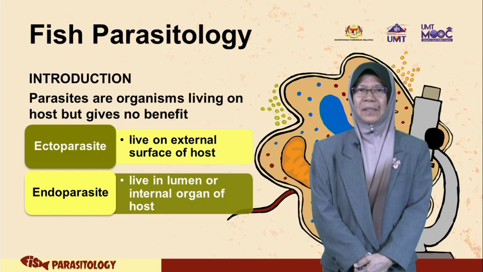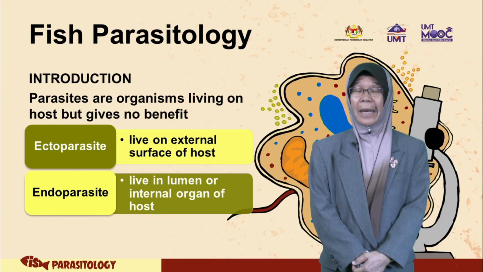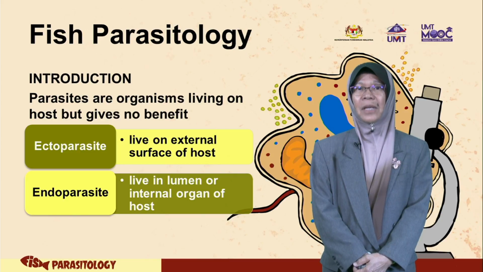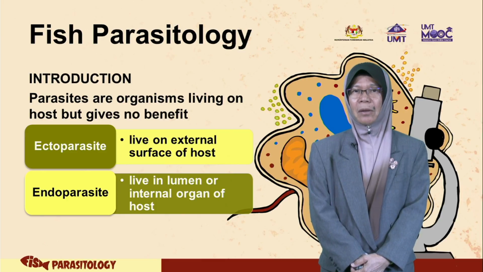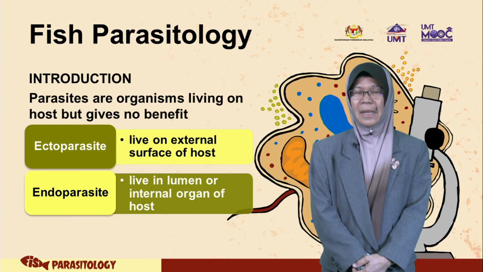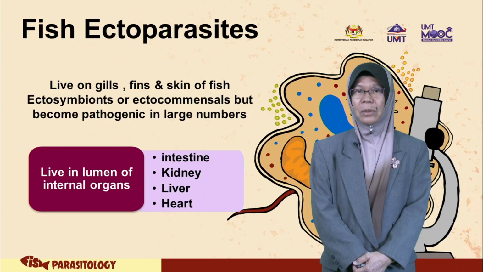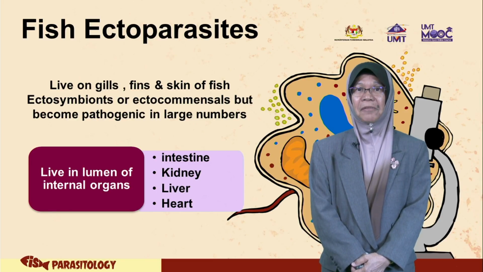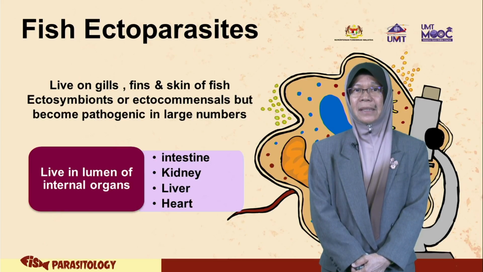There are two kinds of parasites: ectoparasites and endoparasites. Parasites which are found on the outside or external surface of the host are ectoparasites, while endoparasites are parasites found inside the lumen or internal organ of the host. Ectoparasites are normally ectosymbionts or ectocommensals, but if they proliferate in high numbers, they become pathogenic and can cause disease.